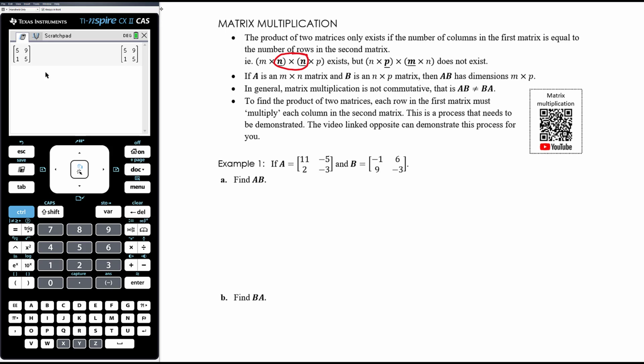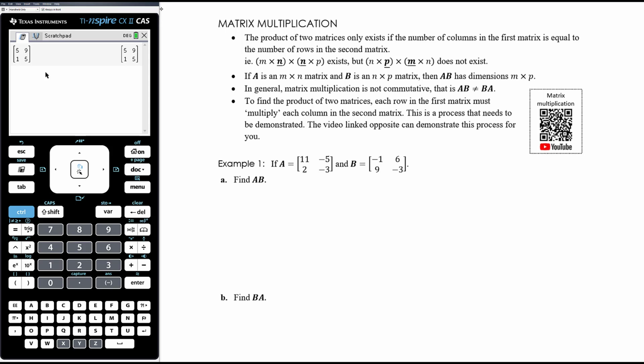The number of columns in the first matrix has to be the same as the number of rows in the second matrix. So when you write out the order of the two matrices, in the order that you're going to multiply them, if these two inner numbers are the same, then the matrix multiplication will be possible. Whereas here, an n by p matrix being multiplied by an m by n matrix, where all we've done is reverse the order, is not going to be possible, because the number of columns in the first matrix does not equal the number of rows in the second matrix. So we cannot do that multiplication.